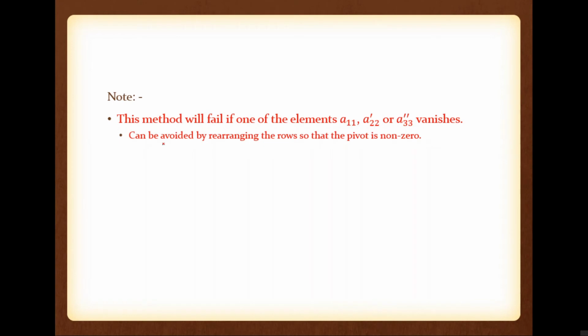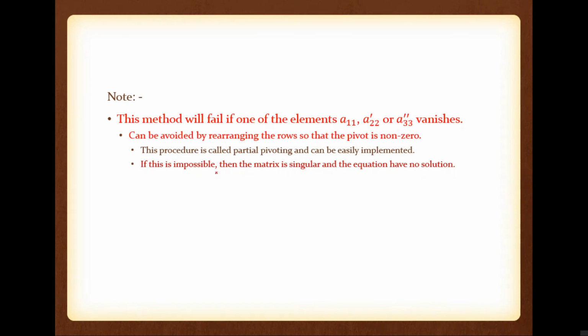Okay. So we can avoid this by rearranging the rows so that the pivot is non-zero. That is possible. But if it is not possible, then this one is singular. Now, if you are rearranging these rows, then the new pivot is known as the partial pivot, because the equations are rearranged. So please note, if it is not possible, the matrix is singular and the equations don't have any solution.